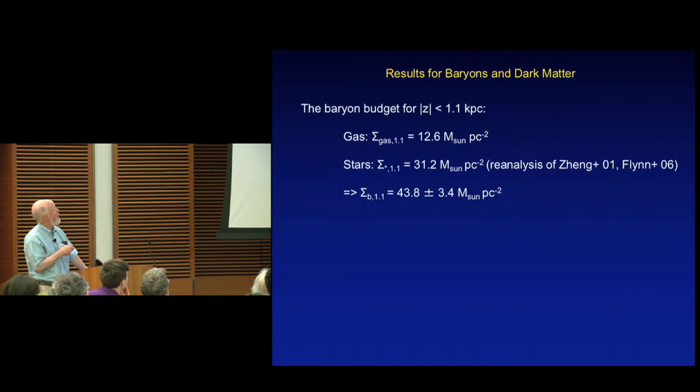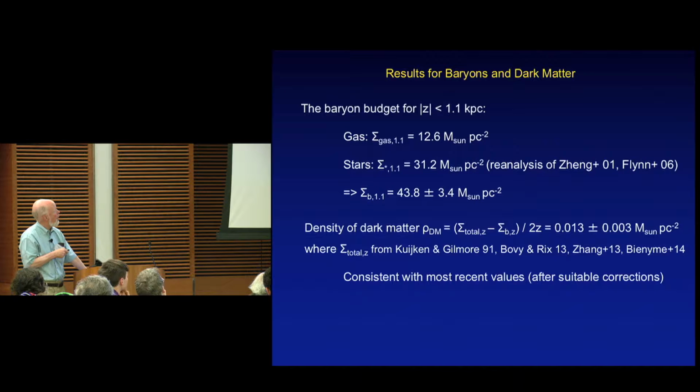Okay, so then we can go ahead and actually calculate the amount of dark matter. Let me remind you that the baryon budget for less than 1.1 kiloparsecs is 12.6 solar masses per square parsec in gas. In the stars, we've determined that from previous authors and by reanalysis and got this value. So we get a total amount of baryons here. Then we take the amount for the total gas that I showed you earlier, and we get a dark matter density of about 0.013.